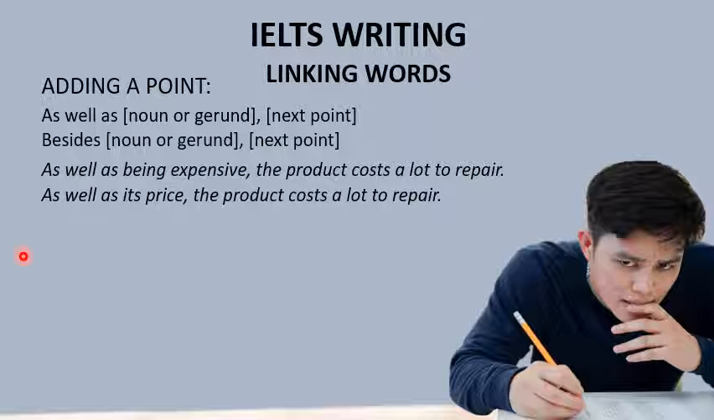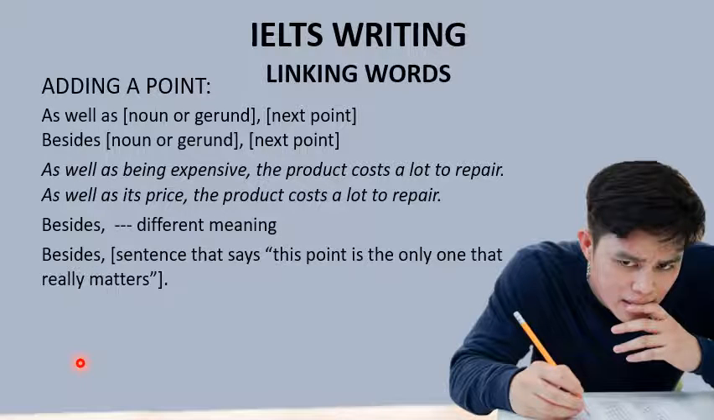Here we have a noun after "as well as". Or you can use "besides" in the same way. "Besides being expensive, the product costs a lot to repair." Be careful. "Besides," comma has a different meaning. The sentence after "besides," comma says, this point is the only one that really matters.